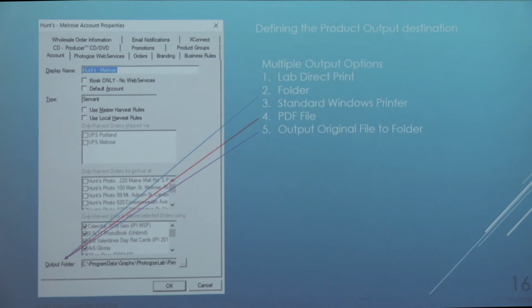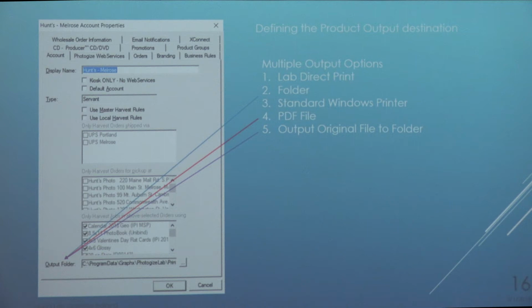Now, what is the difference between outputting to folder and outputting the original file to the folder? The difference is when you output to a folder, we pre-crop it, we pre-size it, so what goes out there is a 4x6 or a 5x7 or an 8x10.